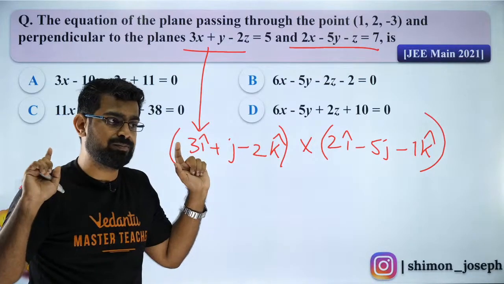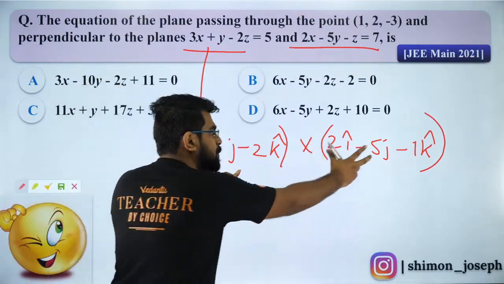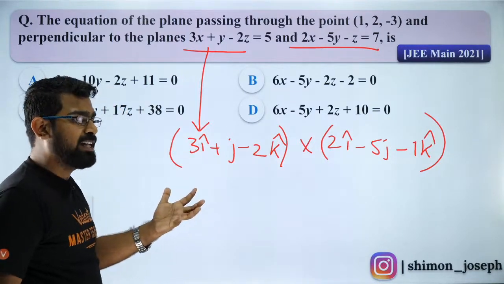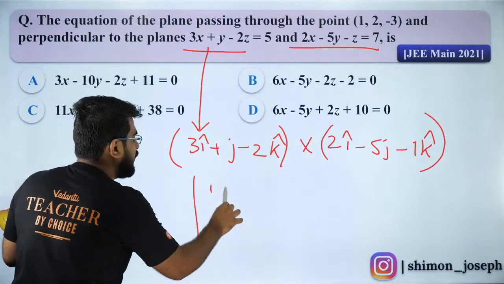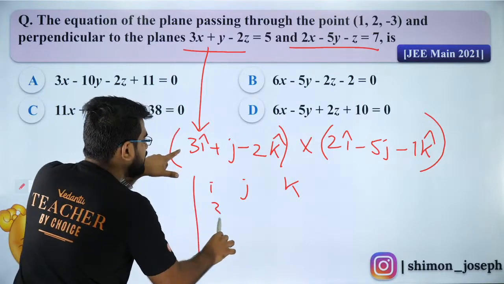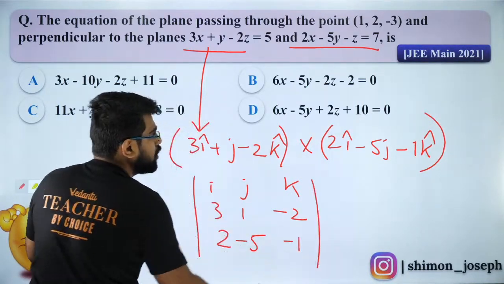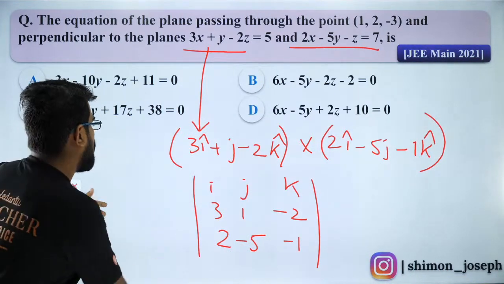Are you all clear? If I take the cross product, exactly, Srivatsan. Very good, Zaref. Absolutely right. So let's take the cross product. It will be i, j, k. I'll have 3, 1, minus 2, and 2, minus 2 and minus 1. So let's take the cross product and see what's happening.